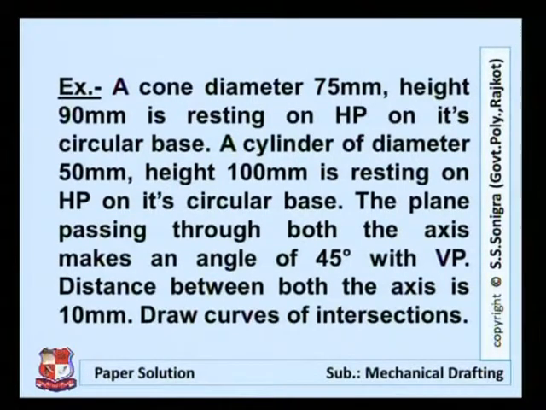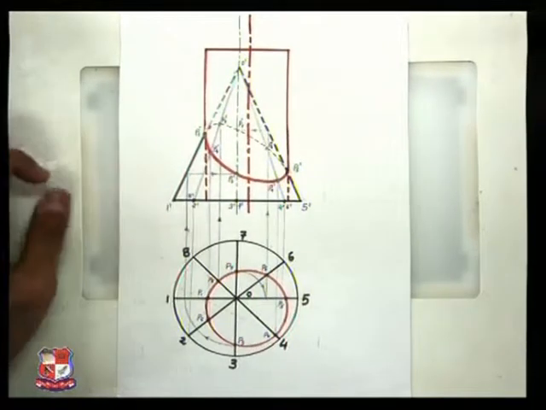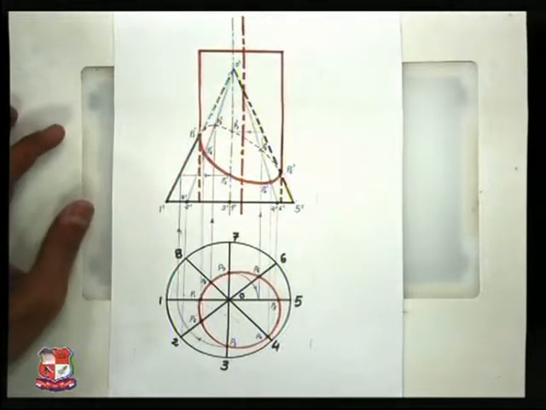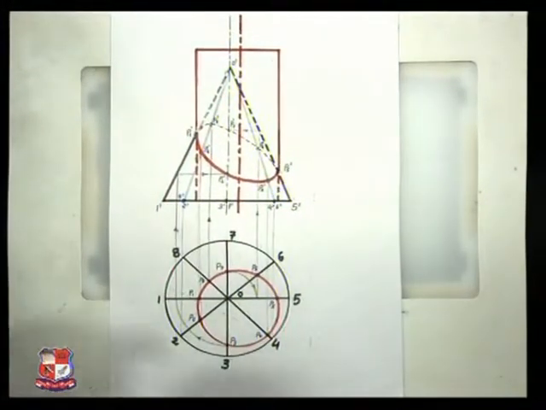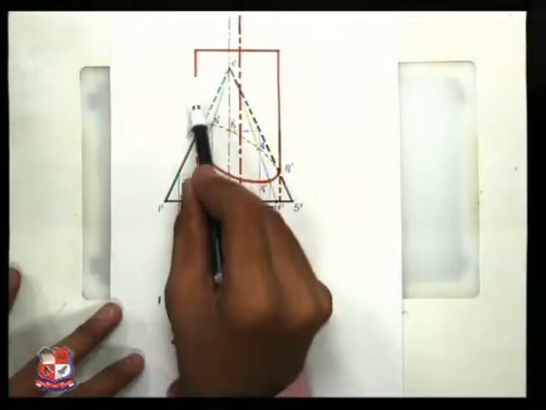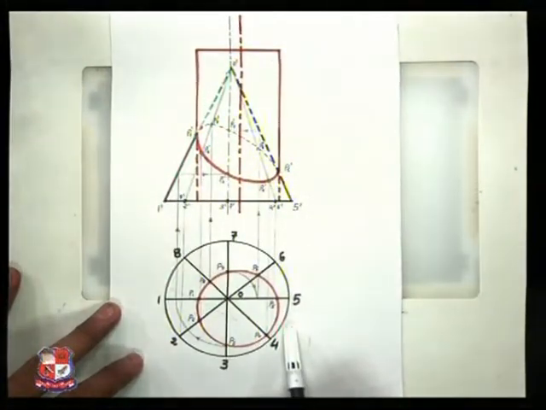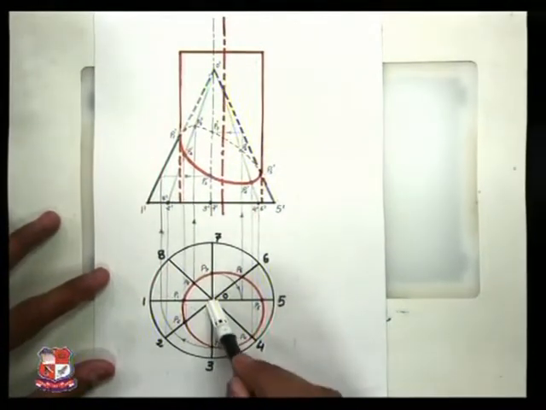So the solution of this problem is to be drawn like this. This is the solution of this problem. You can see here. First, to draw the solution, we draw a circle. This circle represents the diameter of the cone, and a triangle for its height. So first of all, draw a triangle and circle to represent this cone.